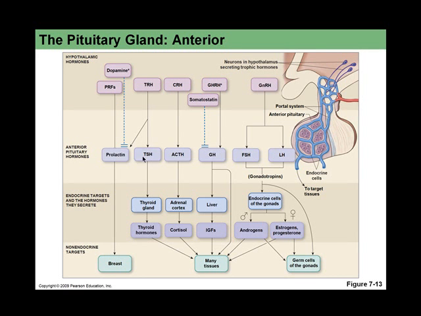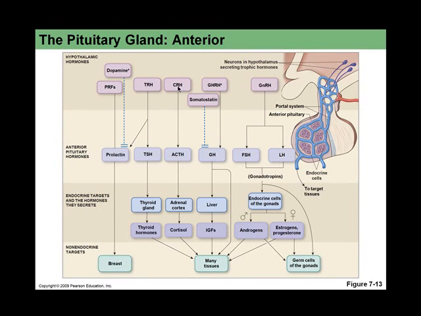Thyrotropin releasing hormone will target the cells in the anterior pituitary that synthesize and secrete the TSH, thyroid stimulating hormone, that obviously target the thyroid gland, right? Prolactin is going to promote lactation, so the breast tissue is the target. The thyroid gland is going to synthesize and secrete the thyroid hormones. We saw triiodothyronine and tetraiodothyronine.